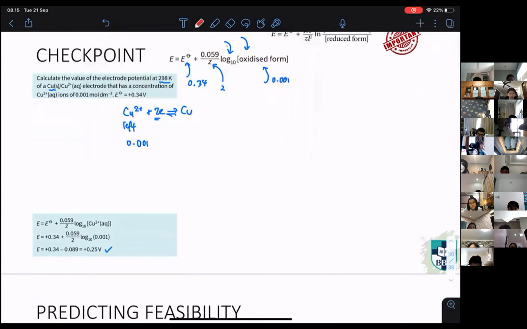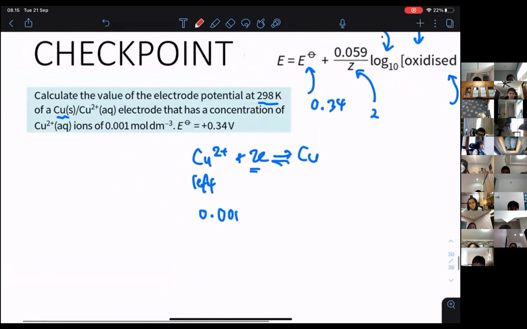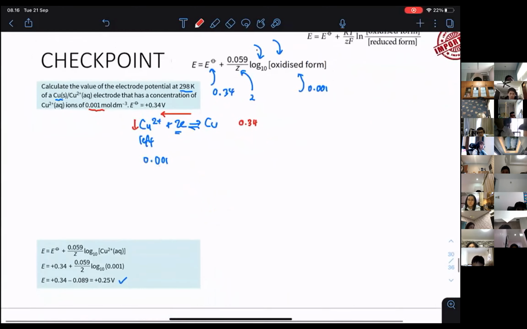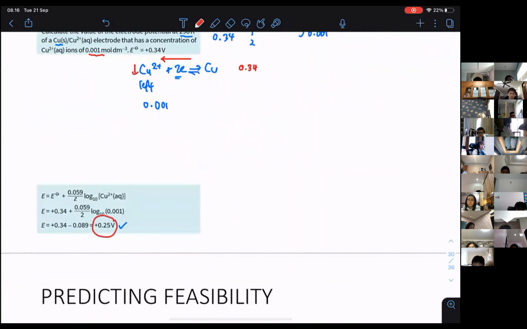Okay, if I want to apply my prediction over here, my prediction is that Cu2+ is less than 1. If this is less than 1, then I know that the position of the equilibrium will be shifted to the left to increase the copper 2+. If my E standard is 0.34 and it is going to the left, it will become slightly more negative than 0.34, maybe less than 0.34. So that's why when I calculate, you can see that you get 0.25, so your prediction is also valid.